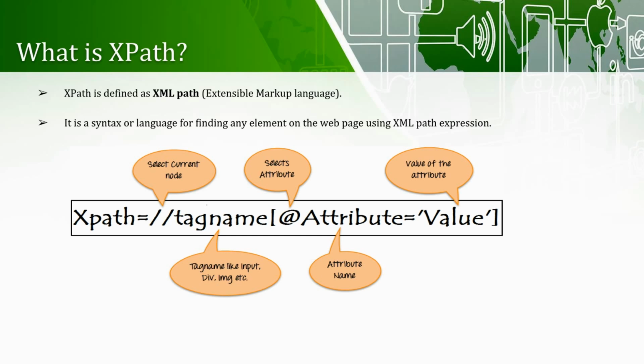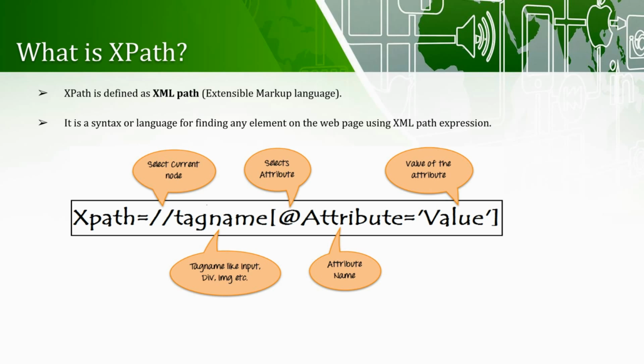/ means select the current node. Current node means the node that will act as your reference node. Then tag name. You have to write the name of the tag of the reference node, the node that will act as the start of your path expression, or your current or reference node.